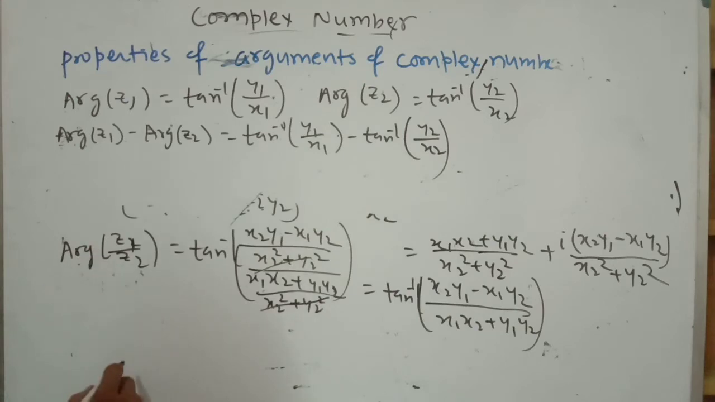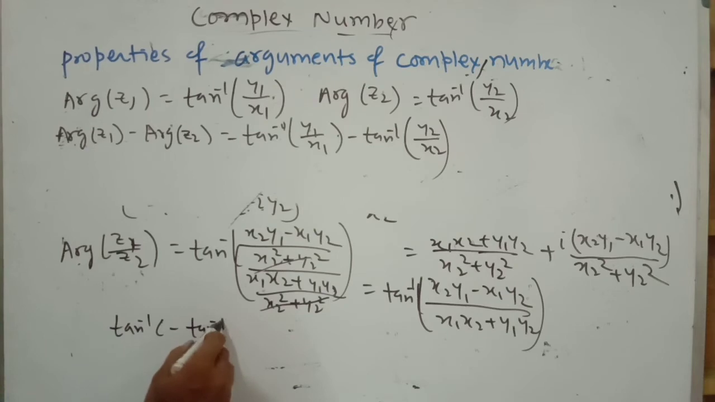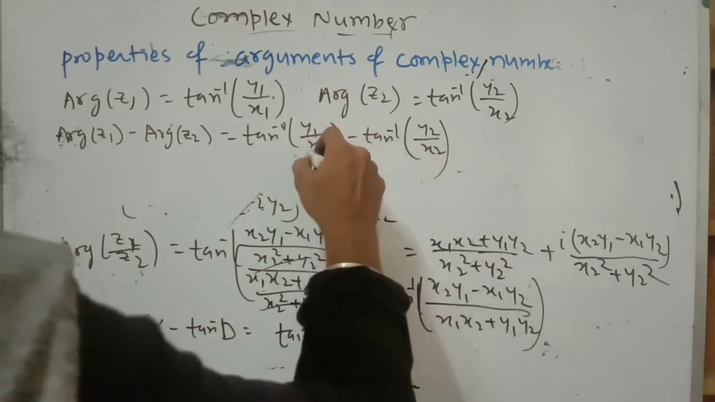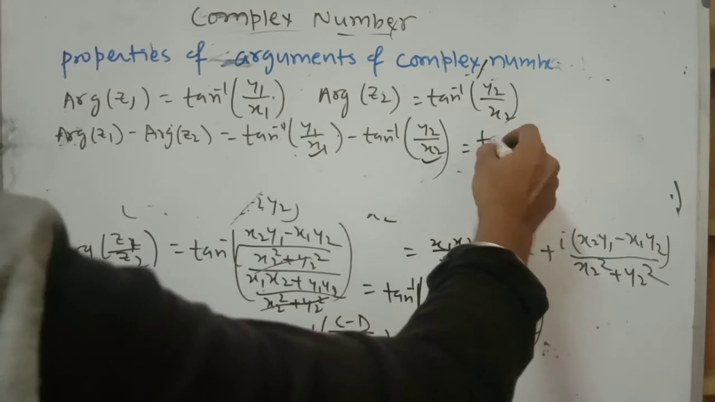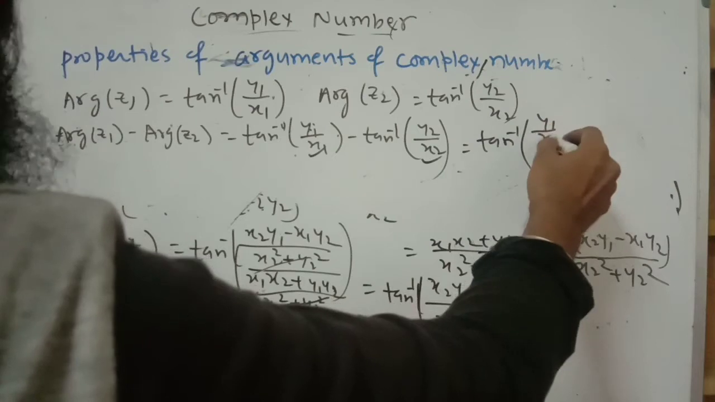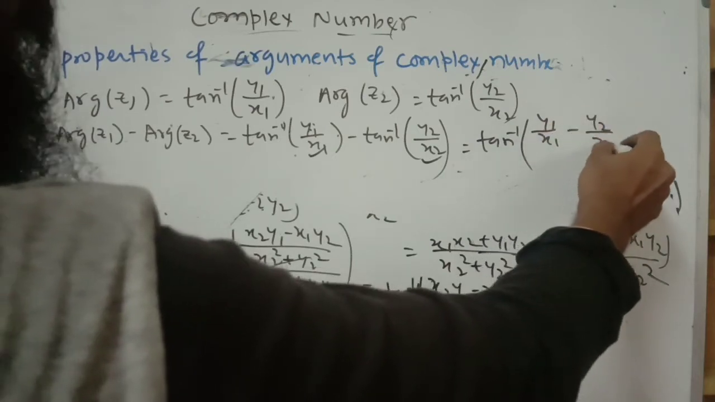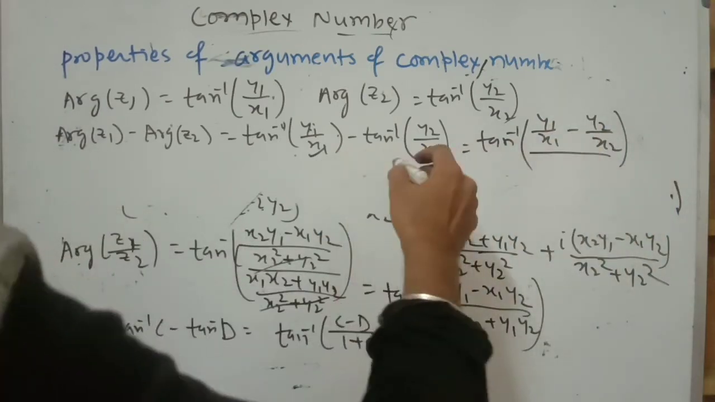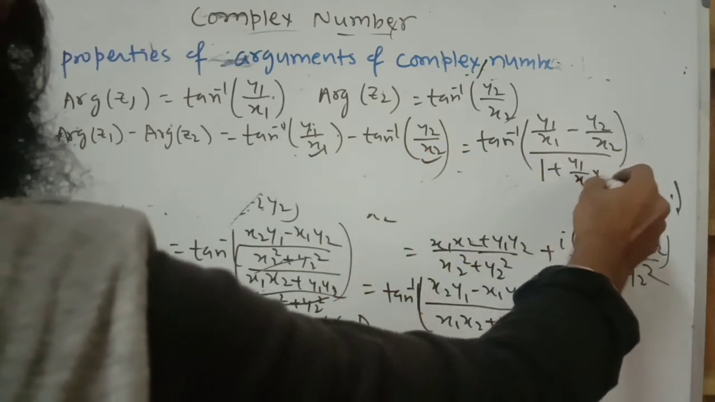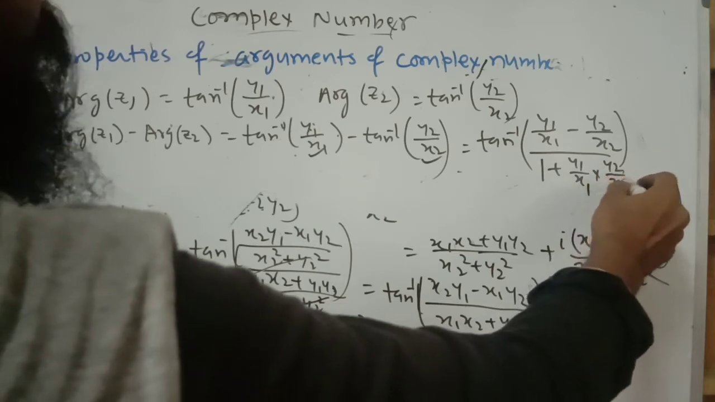First of all you can see here tan inverse C minus tan inverse D, so you can write tan inverse of (C minus D) divided by (1 plus CD). Now here we consider C and D, so you can write tan inverse of C minus D, that is y1 divided by x1 minus y2 divided by x2, and similarly 1 plus CD, so 1 plus (y1/x1) into (y2/x2).